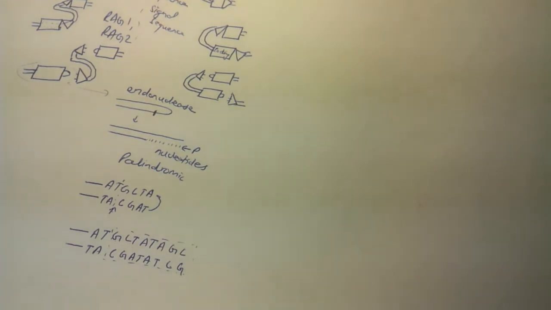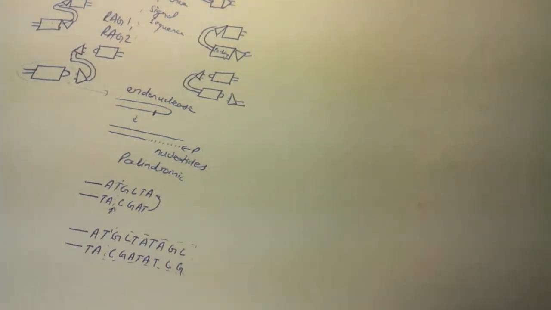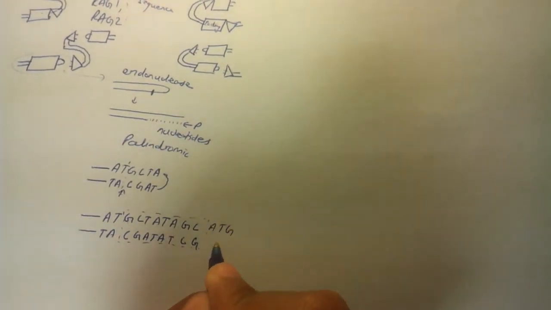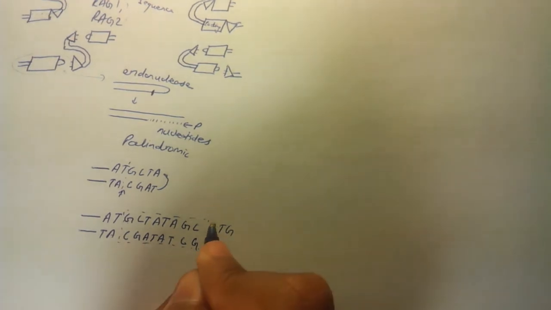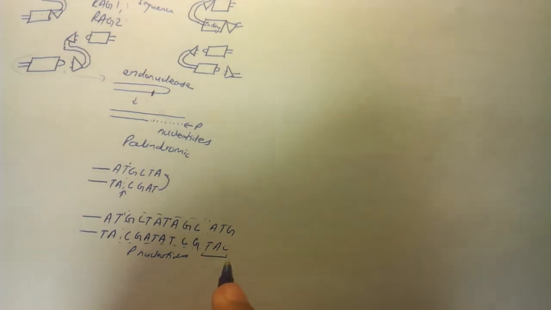Now after this, and this only happens on the heavy chain, some more nucleotides are added, and these newly added nucleotides are added randomly, and they are called N nucleotides. For example, let's say I add ATZ and it will be TAC. So these added ones are called P nucleotides, and these new added ones are called N nucleotides.